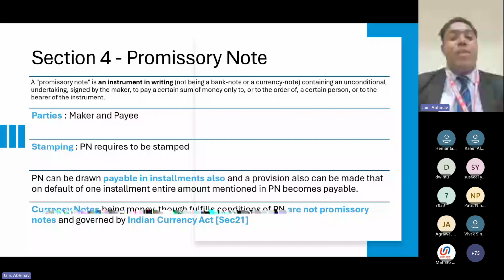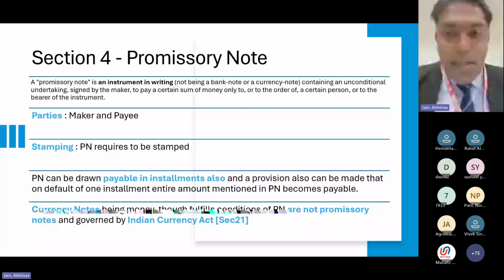Now let us understand the types of promissory note. There are two types of promissory note: demand promissory note and usance promissory note. A demand promissory note has to be paid immediately on demand, and a usance promissory note has to be paid after some time period. This needs to be taken care of.